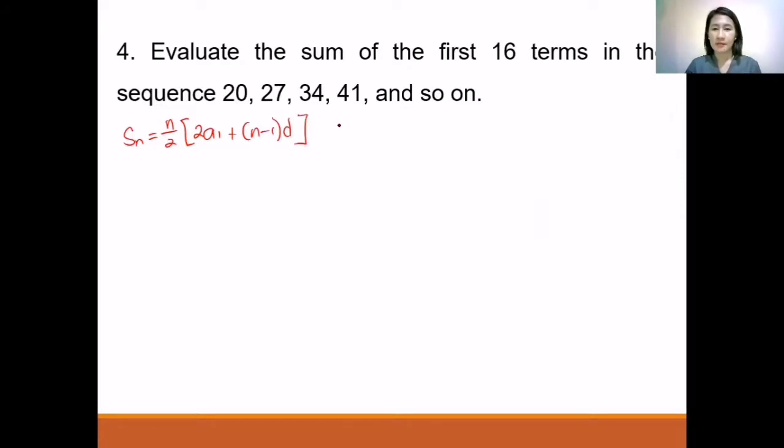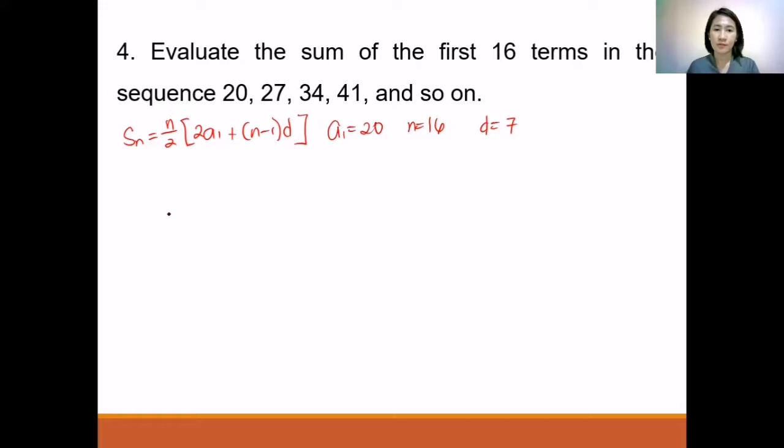So let us identify first our given. A sub 1 is equal to 20. And we're looking for the first 16 terms, therefore n is 16. And then we need to have our common difference, d. So you have 20, 27, 34, 41. So this is 7, 27 minus 20. Okay? But again, of course, you have to identify first whether you have an arithmetic sequence or a geometric sequence, okay? Before you proceed to the solving part, because you might be using the wrong formula, okay?